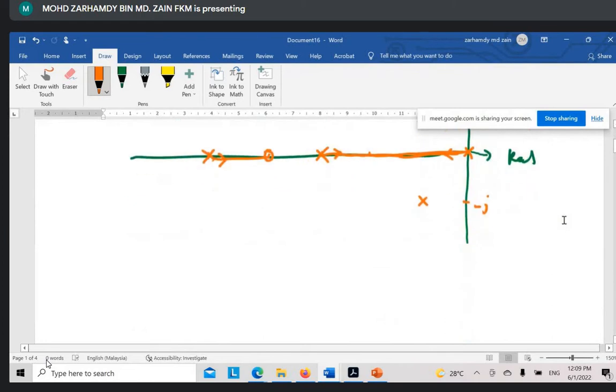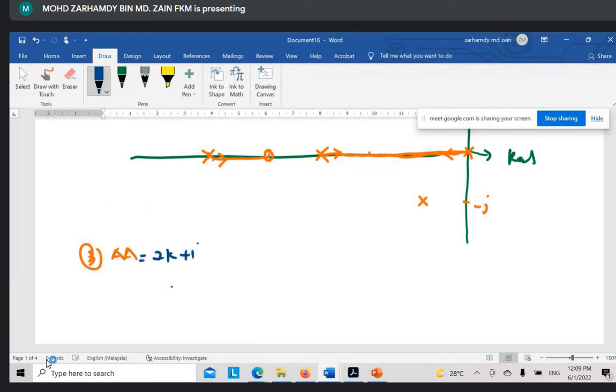Rule 3, what is rule 3? Rule 3 is to find the asymptote angle. The formula of the asymptote angle is (2k+1) times 180 over p minus z. In this case, we have 2k+1 and 180, and how many poles? We have 5 poles and 1 zero.